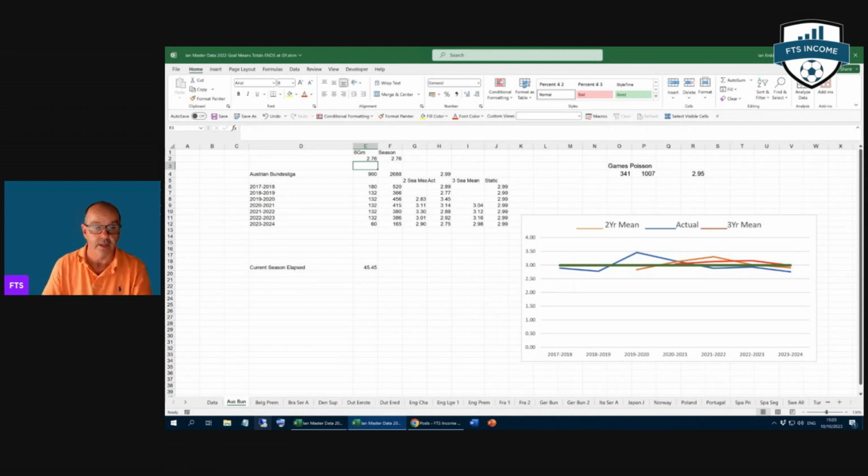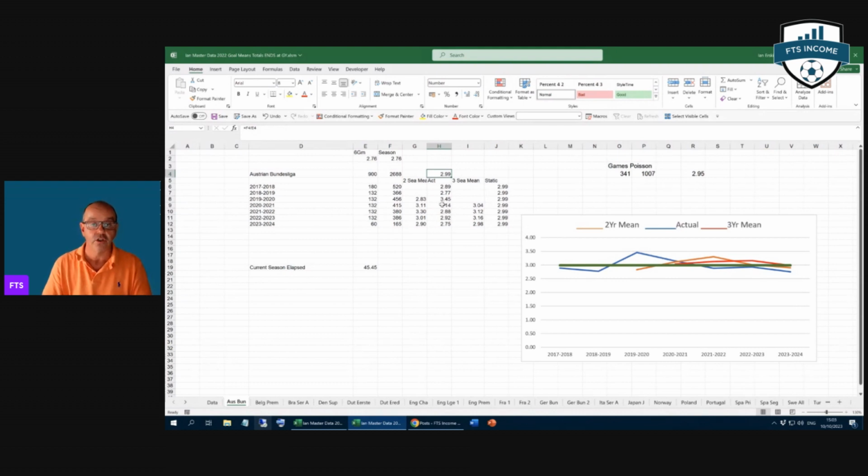That just enables me to see the count of fixtures in that season, how many goals were in that season, and what that equates to in goals per game. So column H there is the actual goals per game. We've got the total games here in E4, which is 900 for that league. Those 900 games have generated 2,688 goals, and the goals per game is 2.99.